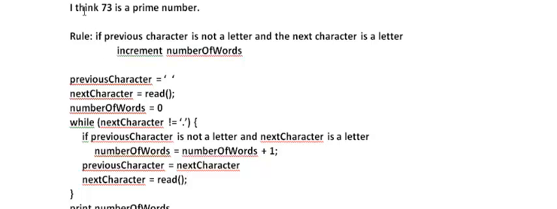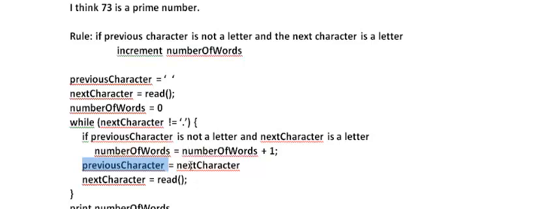So what is the idea here? For example, when we start with this sentence, I think 73 is a prime number. Initially, previous character would be equal to space, next character would be equal to I, number of words would be 0, next character is not a period, so we'll come here. If previous character is not a letter, previous character is space, so it is not a letter. Next character is a letter because it is the character I. Number of words would be incremented by 1, so it will become 1, which is correct.